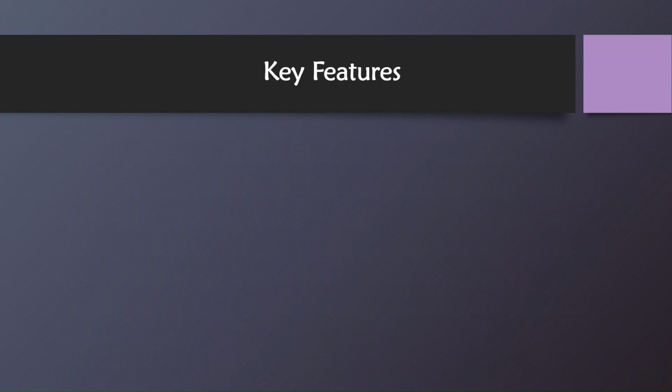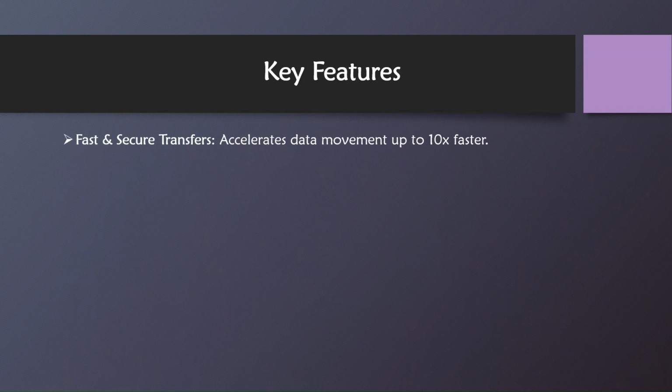The next we have is the key features. The first key feature is fast and secure transfer. AWS DataSync accelerates the transfer of large datasets by up to 10 times faster than traditional methods. This is achieved using optimized protocols and network bandwidth utilization. The speed increase is particularly beneficial for large-scale data migration and disaster recovery scenarios where time is a critical factor. The secure aspect ensures that all the data is encrypted during transfer, protecting it from interception or unauthorized access.